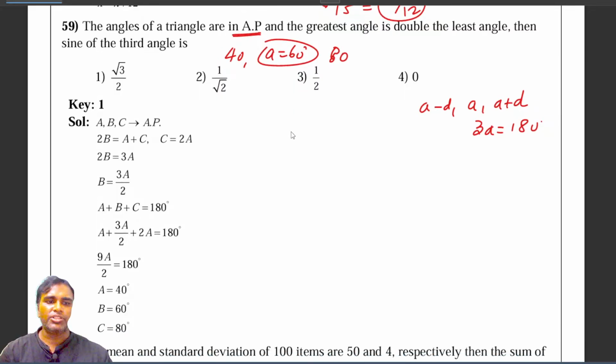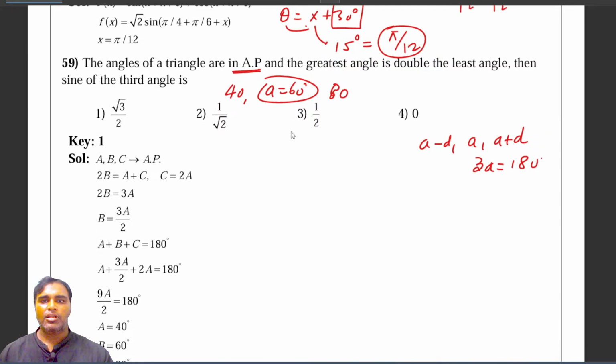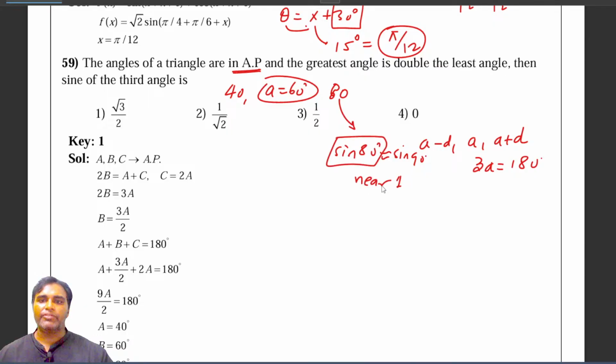Now many students are saying that, sir, the options are incorrect because they should ask sine 80. But my opinion is that sine 80 is very near to sine 90, meaning the value should be very near to 1. If sine 80 is considered, it should be nearer to 1. Can this be your answer? No. Can this be your answer? No. Can this be your answer? No. This is the only possibility which is near to 1, but it is the sine 60 value.